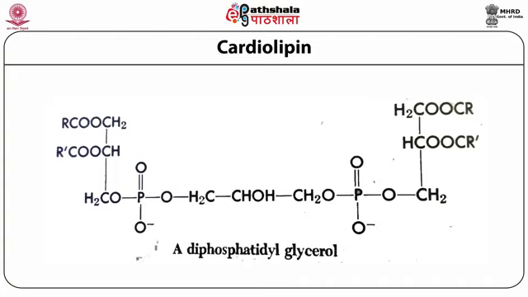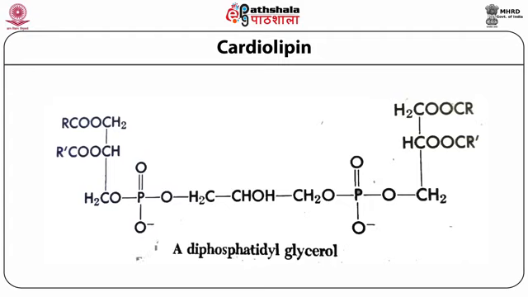Diphosphatidyl glycerols also occur. Its most important example is cardiolipin. Two phosphatidyl groups share the same glycerol in such molecules. Cardiolipin was first isolated from the heart tissue, hence so named. It is, however, also present in other tissues of the animals. This phospholipid is a good immunogen.